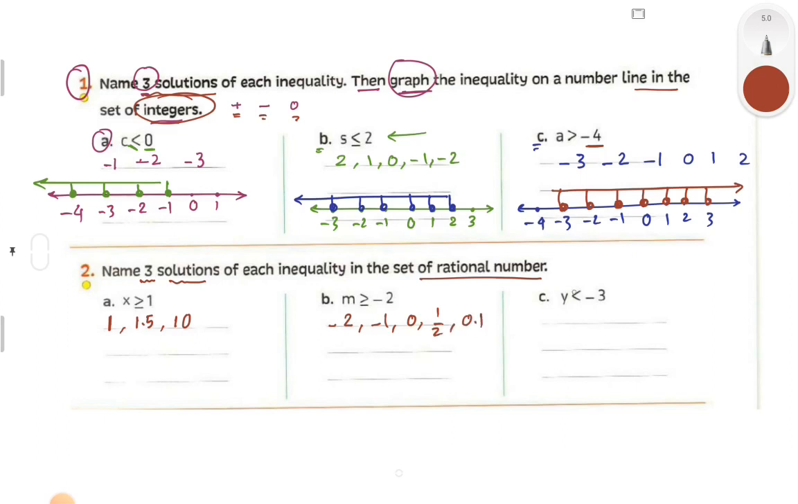Here y less than negative 3. We haven't equal here, so negative 3 does not belong to the solution. Less than negative 3, what are the numbers? What's a rational number less than negative 3? Maybe negative 3.5 or negative 4, negative 4.8, and so on.